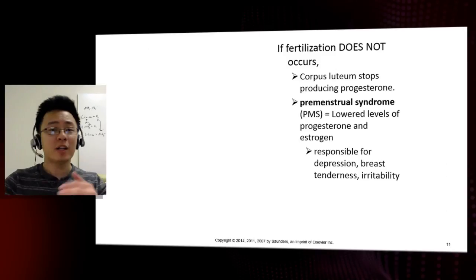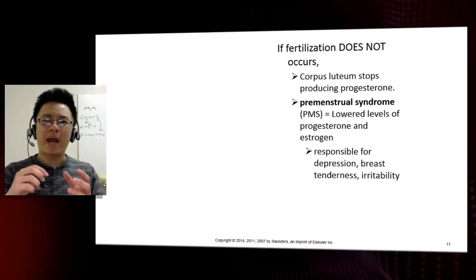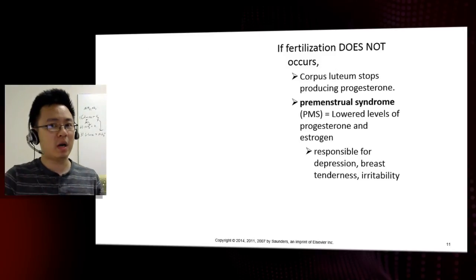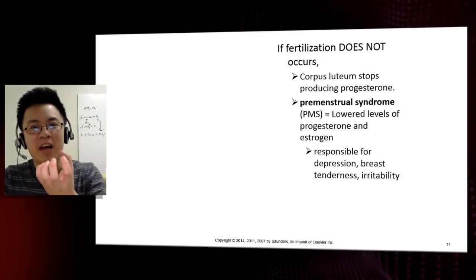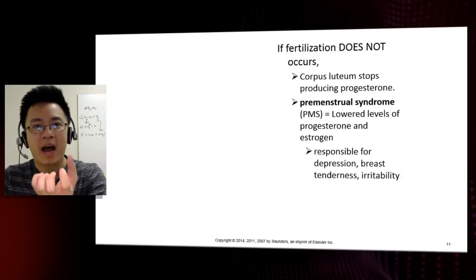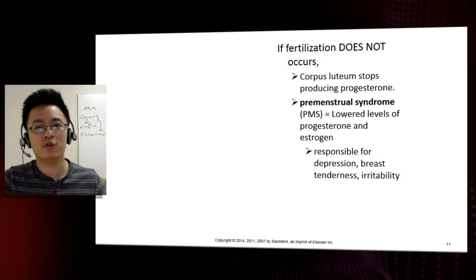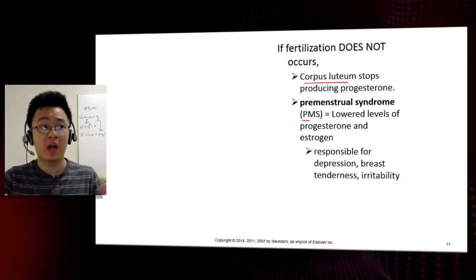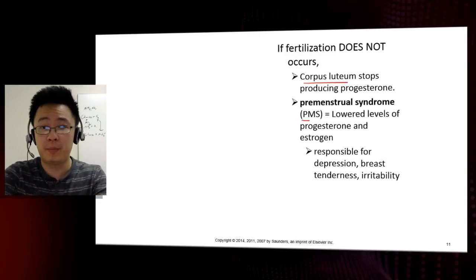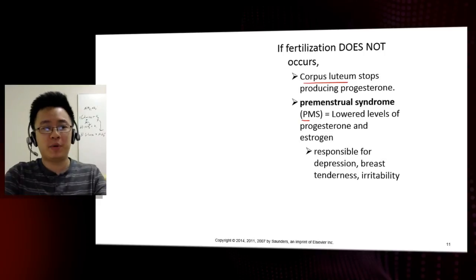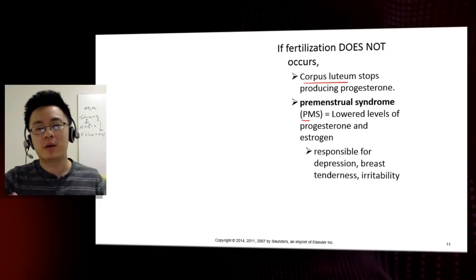Okay. Now that's when fertilization does happen. But what happens when fertilization does not occur? Well, what happens here is that the corpus luteum, which is that leftover follicle after the egg cell has left, stops producing progesterone because there's nothing to maintain in the female reproductive system. There is no baby, no developing embryo to maintain. So its purpose is, we don't have one, so it stops producing that.